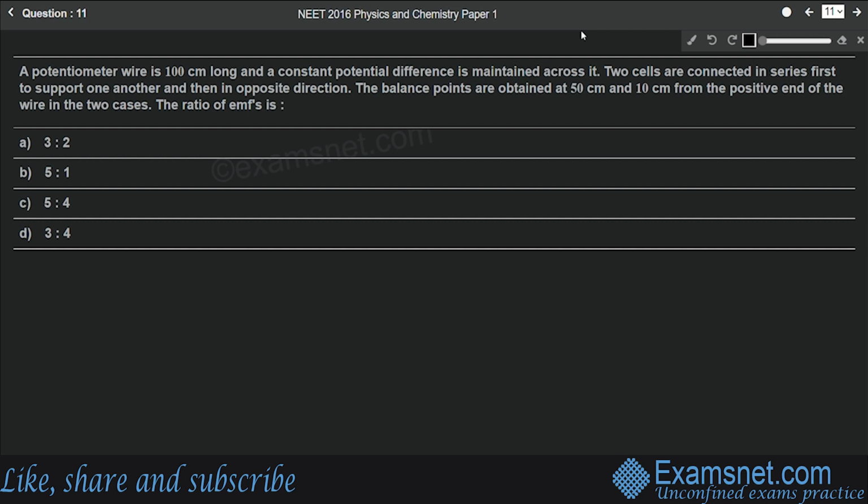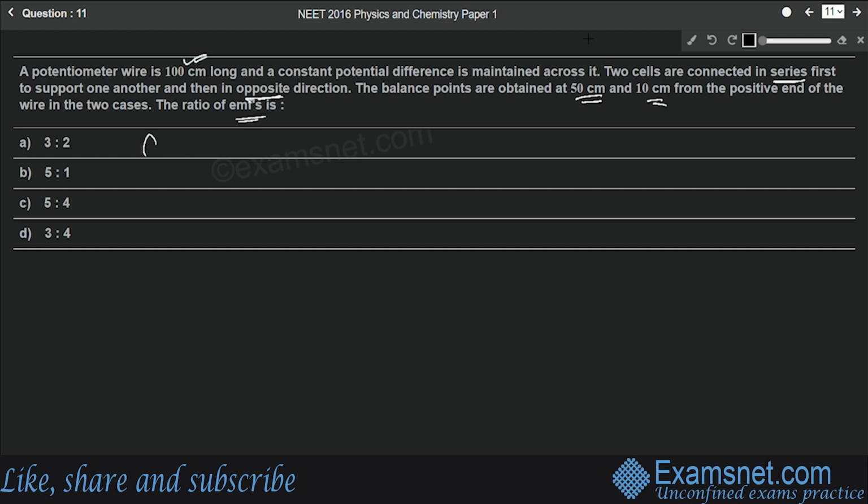Now question number 11 is from the chapter Current Electricity, and the question is: a potentiometer wire is 100 centimeter long and a constant potential difference is maintained across it. Two cells are connected in series, first to support one another and then in opposite direction. The balance points are obtained at 50 centimeter and 10 centimeter from the positive end of the wire in the two cases. The ratio of EMFs is?